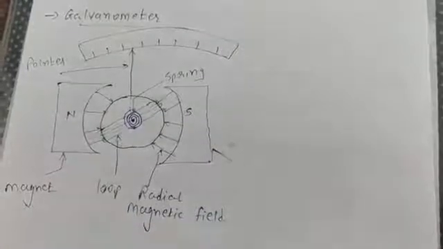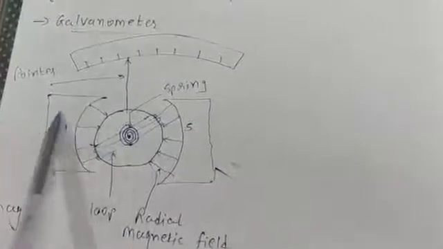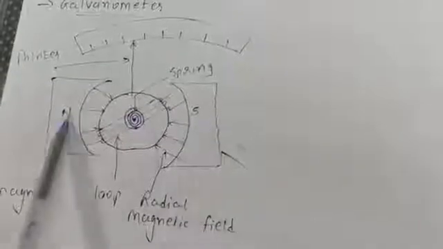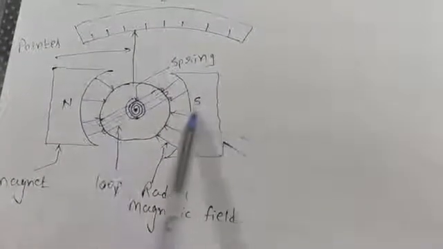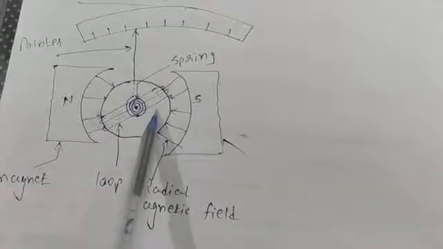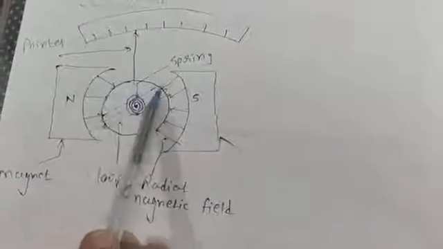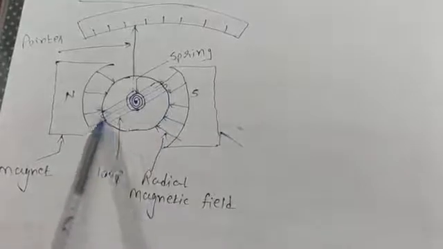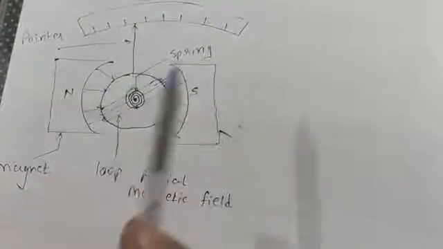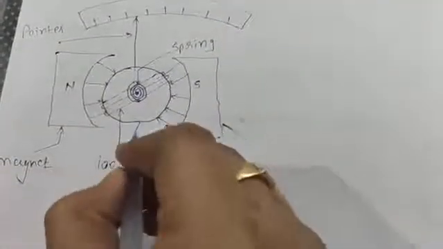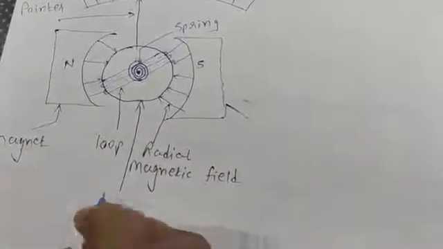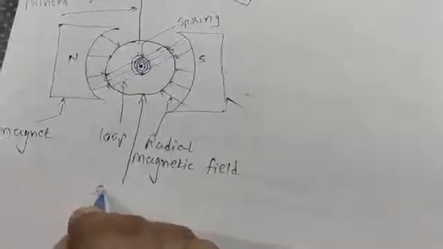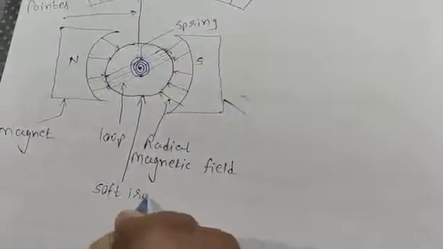In a galvanometer there are two magnets, magnet 1 and magnet 2. Magnet 1 has its north pole around this loop, and the other magnet has its south pole around the loop. This is a soft iron core, a wound circular or round soft iron core.